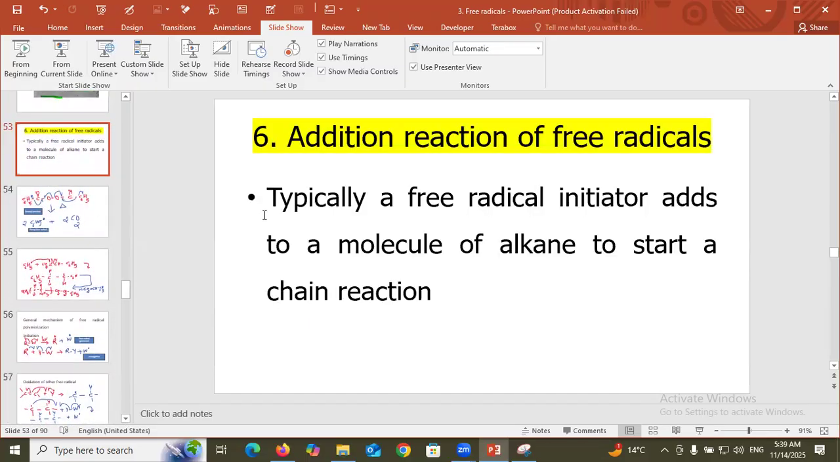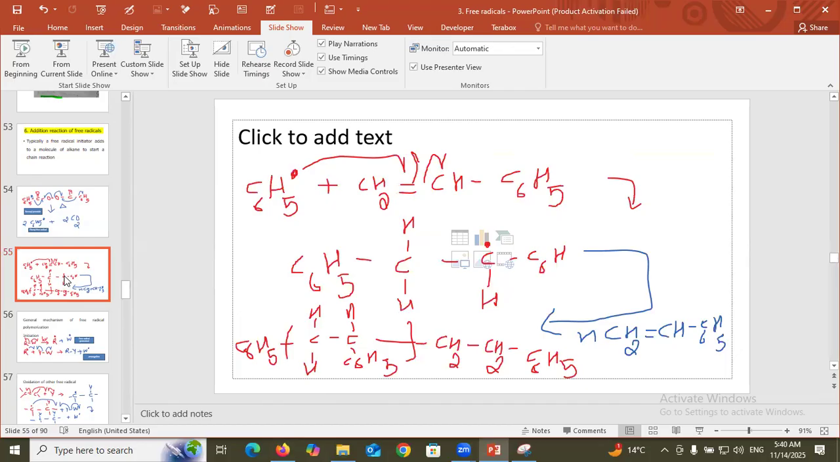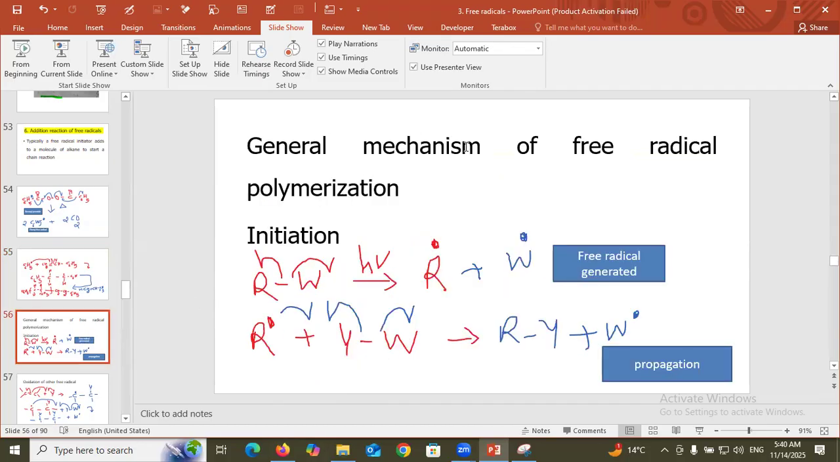Addition reaction of free radicals. Typically, a free radical initiator adds to a molecule of alkene to start a chain reaction. This produces phenyl free radical. Again, combination. General mechanism of free radical polymerization: initiation, free radical generated. This is the propagation.